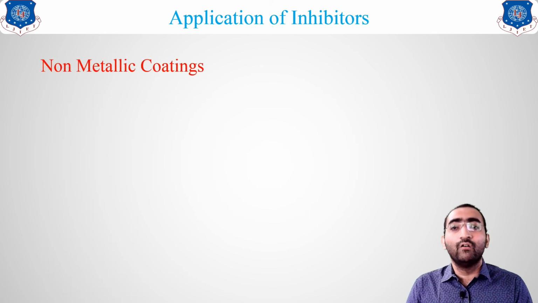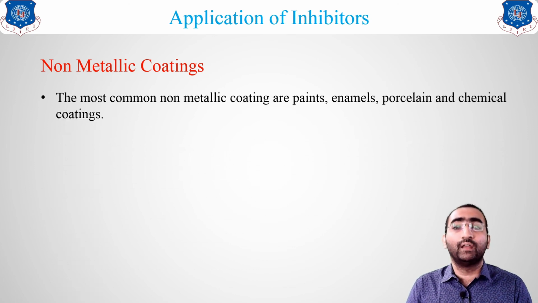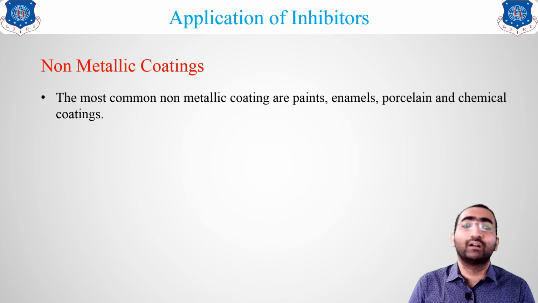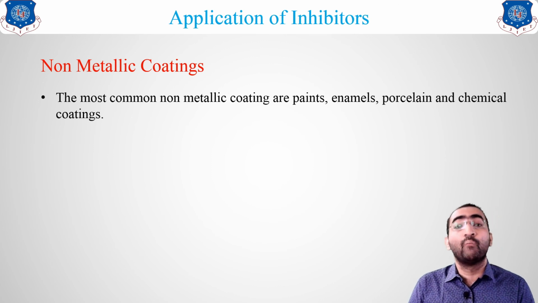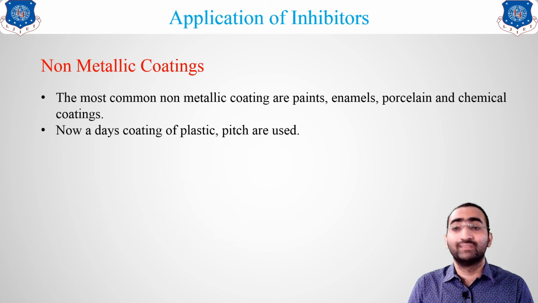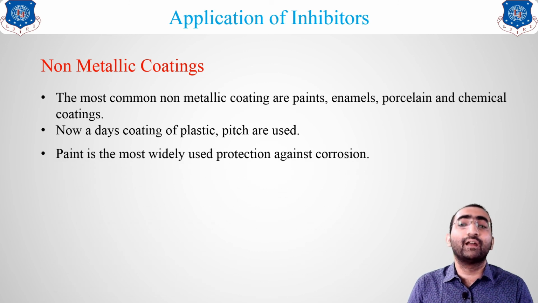Clear? So now, after the metallic coating, let us discuss non-metallic coatings. The most common non-metallic coatings are paints. Whatever color paints we are taking, we can also take porcelain, and chemical coatings, so with the help of those we can prevent corrosion. Nowadays coatings of plastic are also used. If we coat different materials with plastic, they do not go for corrosion, so we can save the material for a very long time.